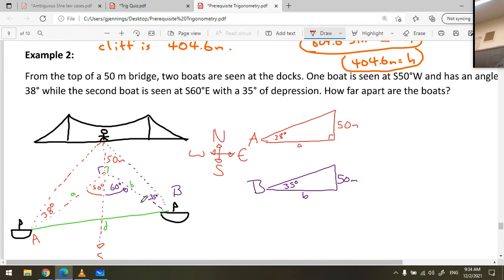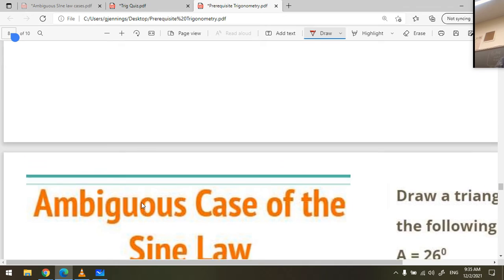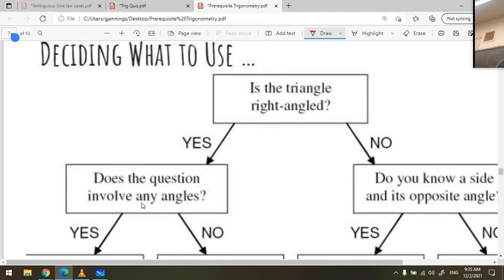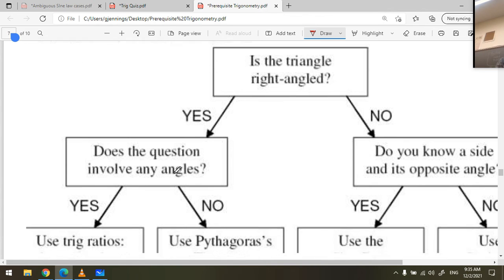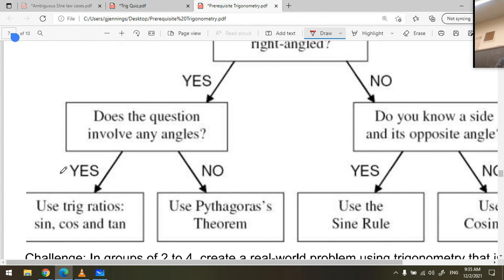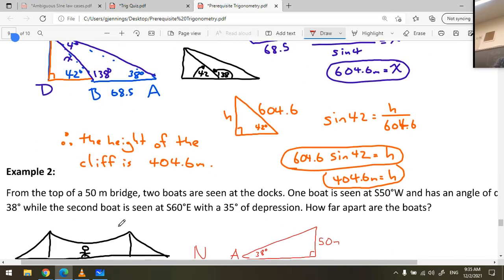Who can tell me how to solve these for little a and little b? How I can solve for this length and this length? Matching side and angle. Yeah, so I have right angle triangles here. Oh. Yeah. I could solve this angle. Do I need to? No. Does it cut down any steps if I do it? I have a right angle triangle. So when I have a right angle triangle, what do I do? Is the triangle right angled? Yes. Does it involve any angles? Yes. Use trigonometric ratios, sine, cos, and tan. Okay? These are just SOHCAHTOA problems. So how do I use SOHCAHTOA to find for these unknown sides?